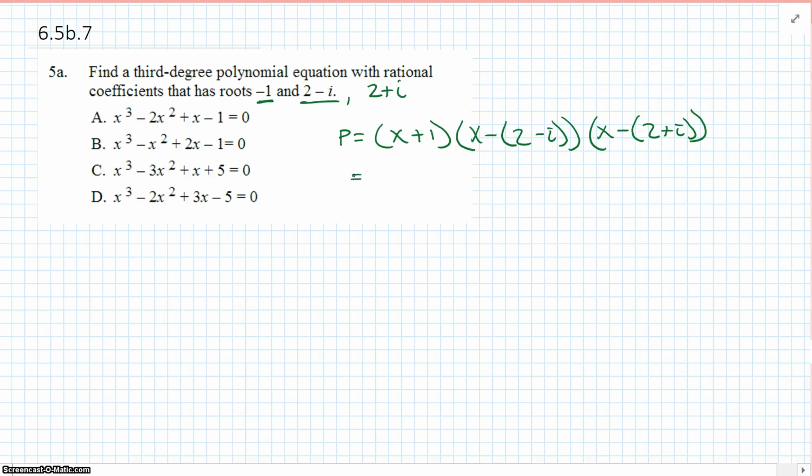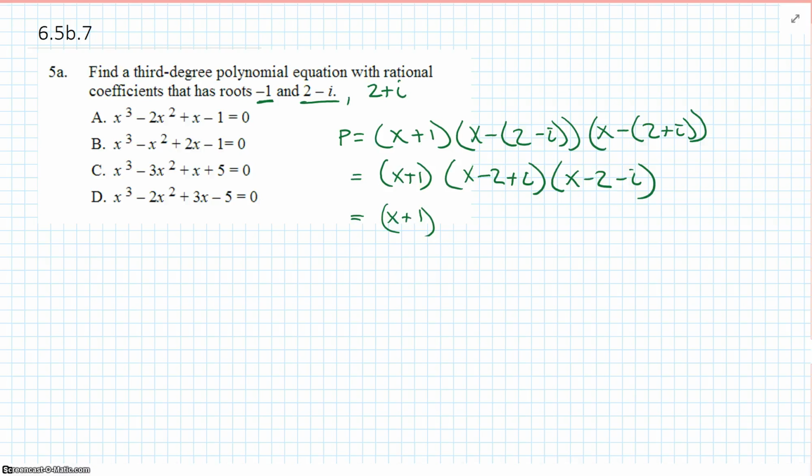Step 1, just like we did in the last example. Distribute the negative signs in both the two equations. So drop down the x plus 1. So it's going to be x minus 2 plus i times x minus 2 minus i. Now we're going to distribute. Remember, we got to do this 3 times.